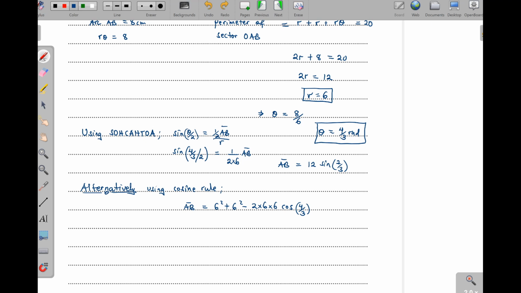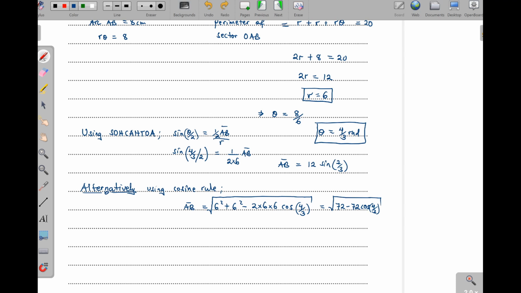Then I will take the square roots on both sides. So I'll have something like that. And this one will simplify to the square root of 6 squared is 36, plus 36, that is 72. Even here we have 72, then the cosine of 4 over 3. So these two can give us the same answer.